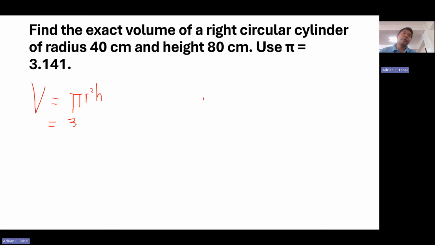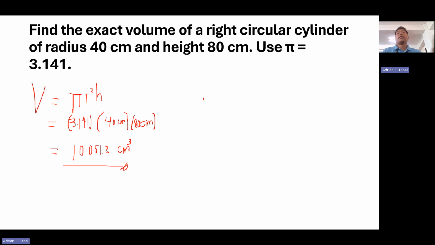So the value for pi is 3.14. Our radius is 40 cm, and we also have the height, 80 cm. Type it in on your calculator. 3.14 times 40 times 80. That is equivalent to 10,051.2 centimeter cube. That is how you solve for the volume of this cylinder.